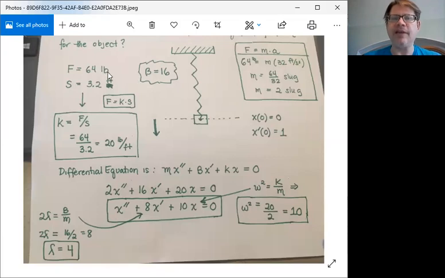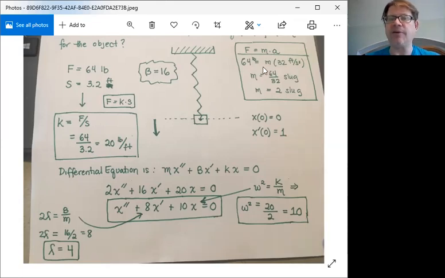Since the weight of the object was 64 pounds, and that 64 pounds displaced the spring 3.2 feet, we can use Hooke's law, F equal to ks, to find that k is F divided by s. It's 64 divided by 3.2. That comes out to 20 pounds per foot. That's going to be our k value.